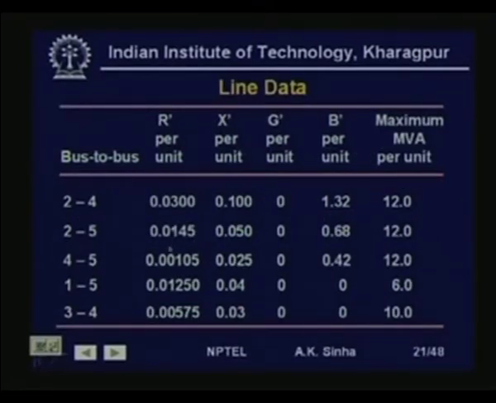Similarly, we have the data R, X and the half line charging susceptance for the lines. Various lines will be provided along with the rating of the transmission lines. If we find that the power flow on a transmission line is beyond the rating, we say that the line is overloaded and the operator needs to do something about this.